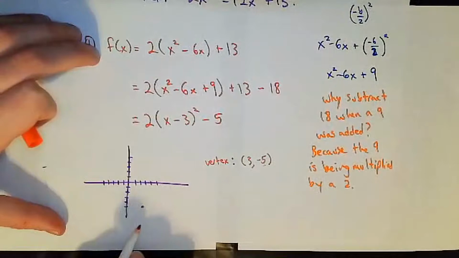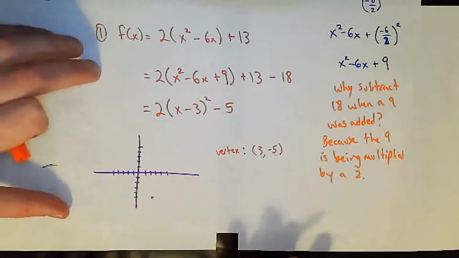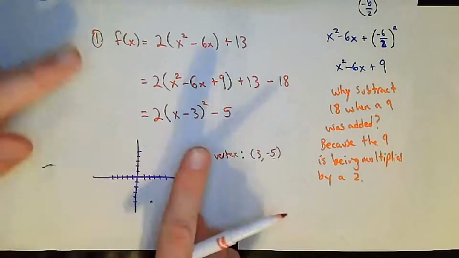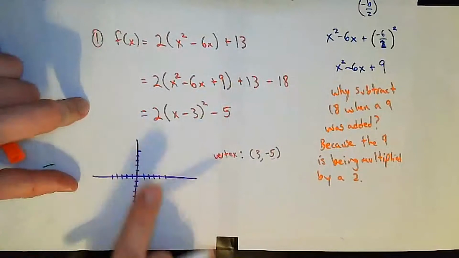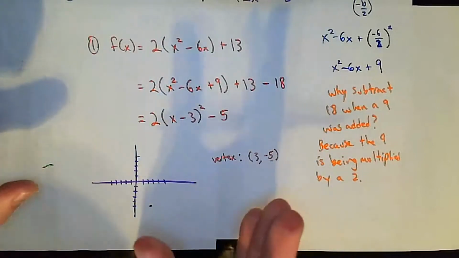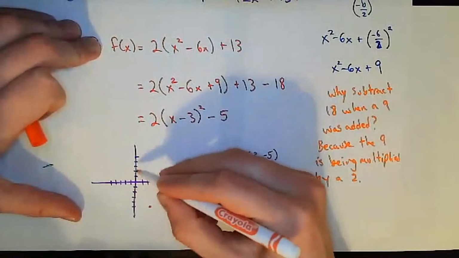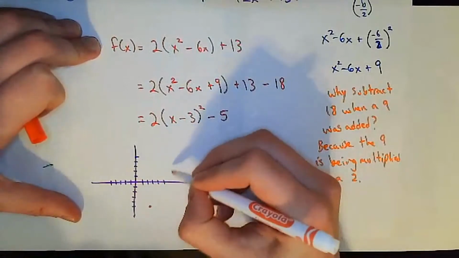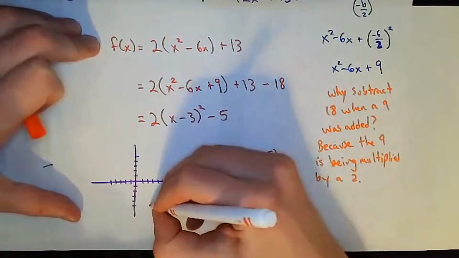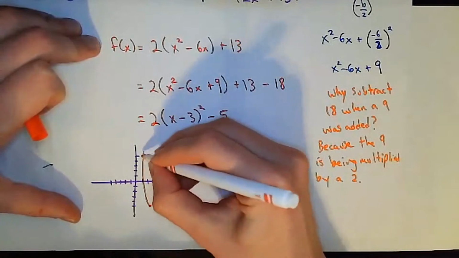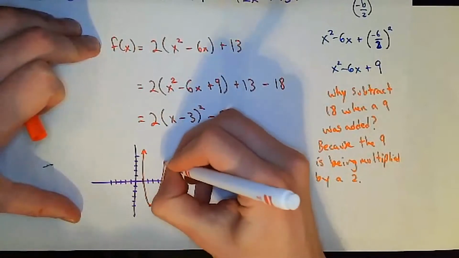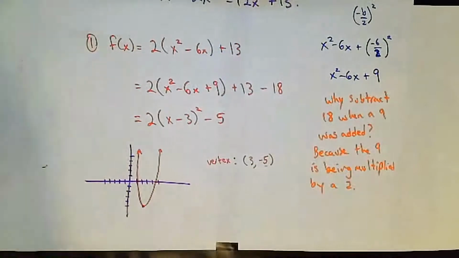Once I have that point, 3, -5, I need to say, okay, it's pointing up. The parabola legs are pointing up because this is a positive 2, and since it's a 2, it's slightly vertically stretched. So instead of being a normal sort of parabola like this shape, it should be a little bit more narrow. Maybe like that.